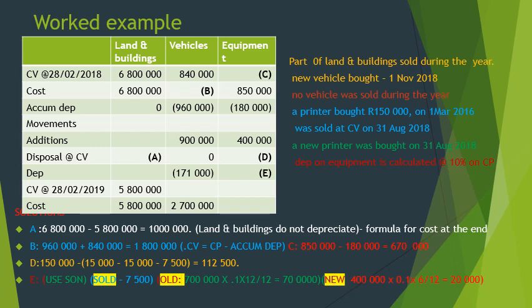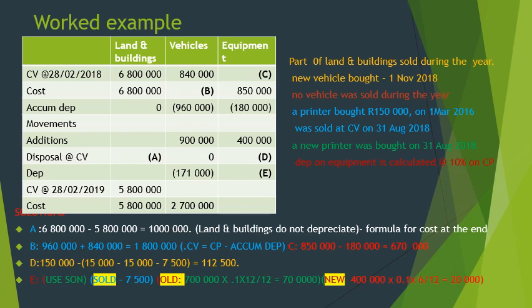No vehicle was sold during the year. A printer bought for 150,000 on 1 March 2016 was sold at carrying value on 31 August 2018. A new printer was bought on the same date, and the depreciation on equipment is calculated at 10% on cost.